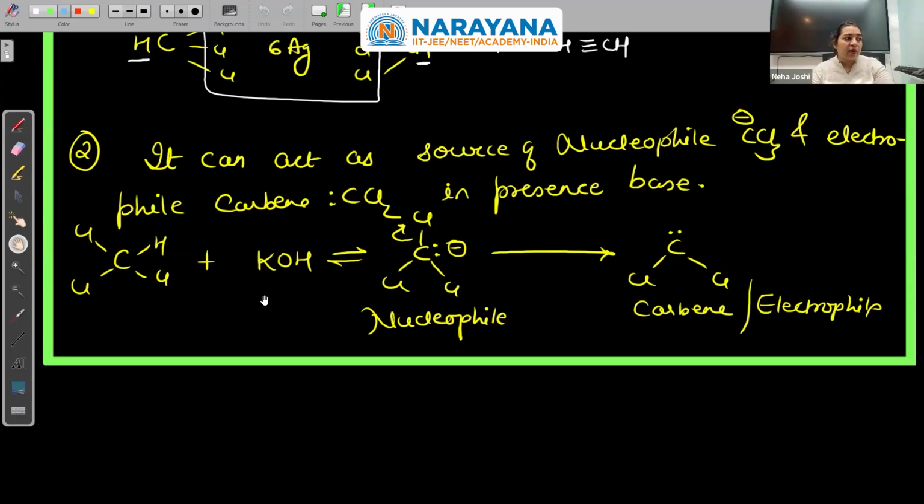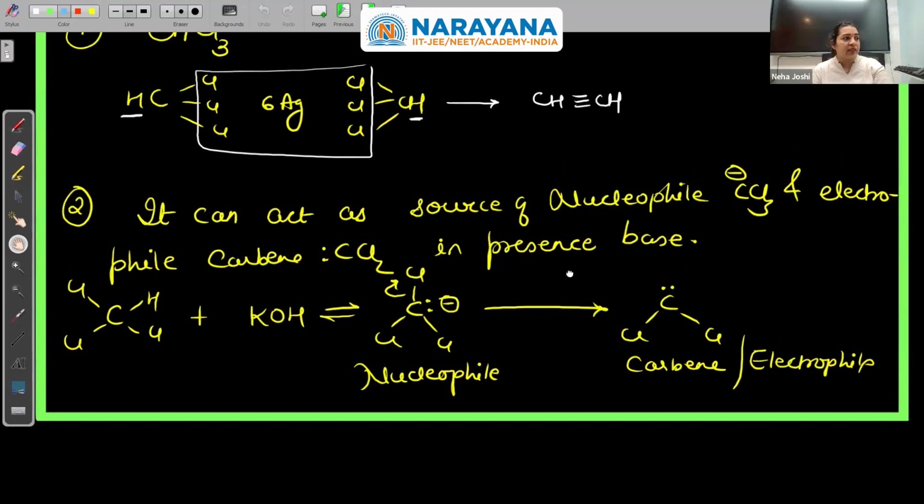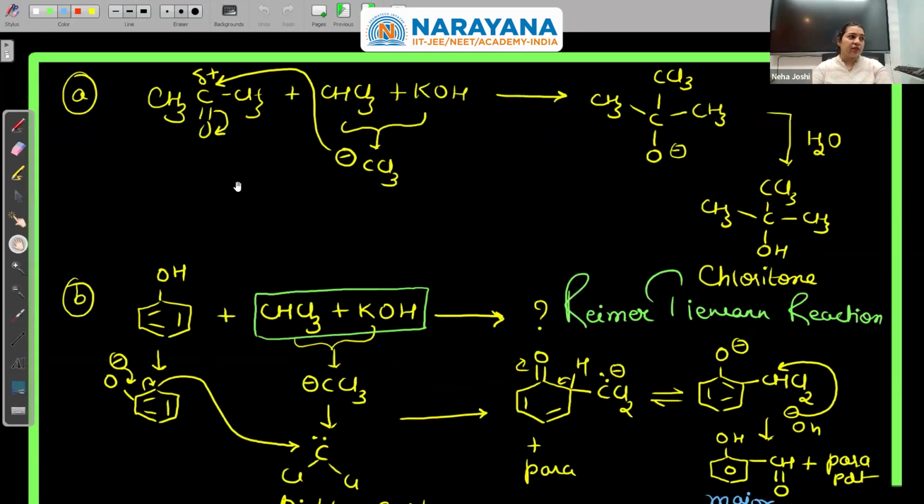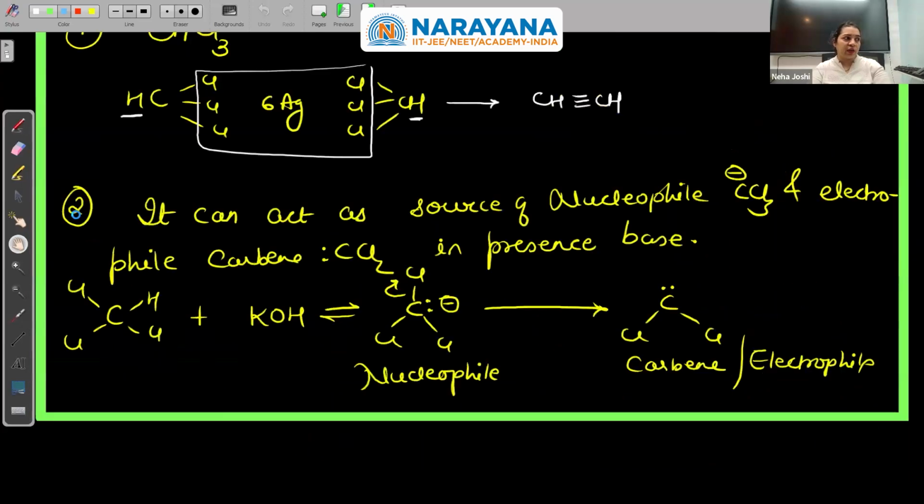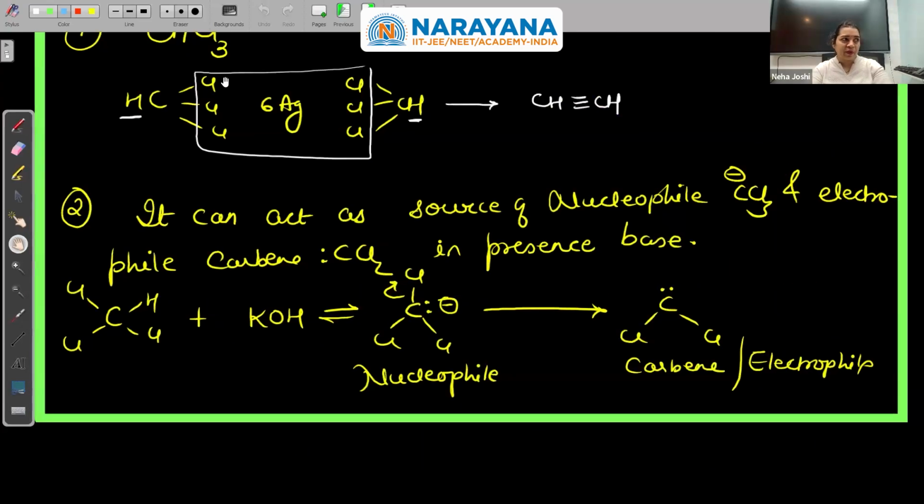Based on our requirement, what we want to make, if I use KOH, I will have nucleophile formed, CCl3 minus. This C minus, if there is a place of attack, can attack directly and you will have the product formed. If it removes Cl and forms carbene, then it is electrophile. Now let me exemplify what I'm saying. This point, nucleophile, electrophile, sub point 2, I am exemplifying.